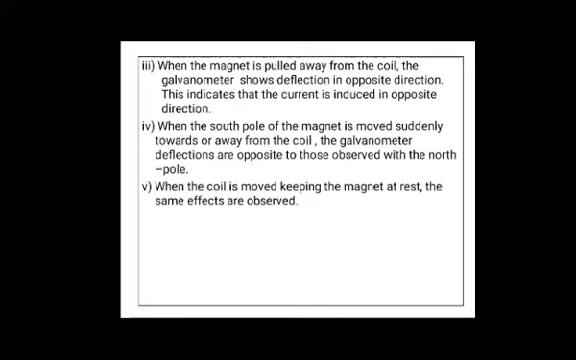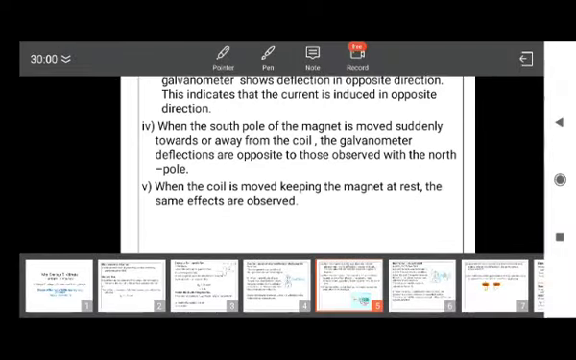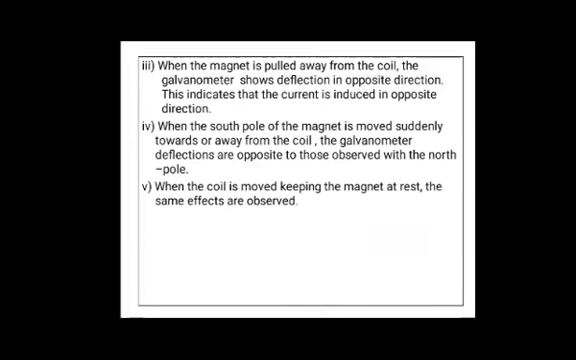Why? Because if you are not moving the magnet or the coil, then there is no change in the magnetic field or magnetic flux. Only if magnetic flux changes, current is induced. So if you see the last point here, when the coil is moved keeping the magnet at rest, the same effects are observed. Means what?